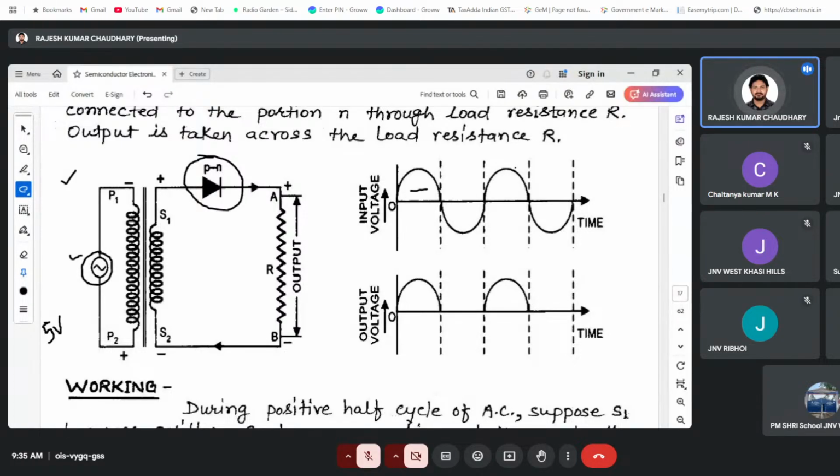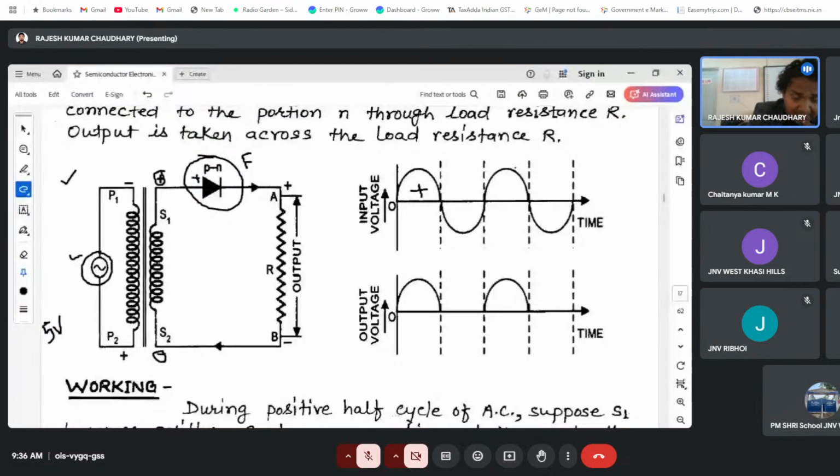In the first positive half cycle, this diode will be forward biased. Remember, in the first positive half cycle, this side of the diode will be positive, and here it will be negative. You can see that here it will be positive and here it will be negative.